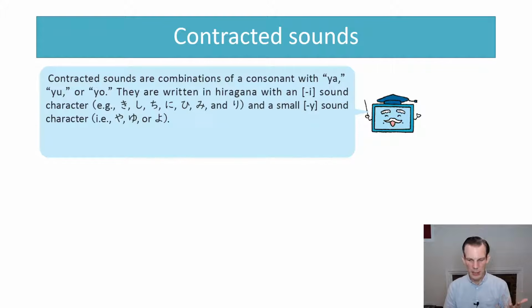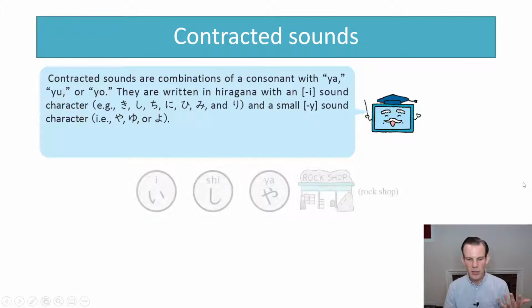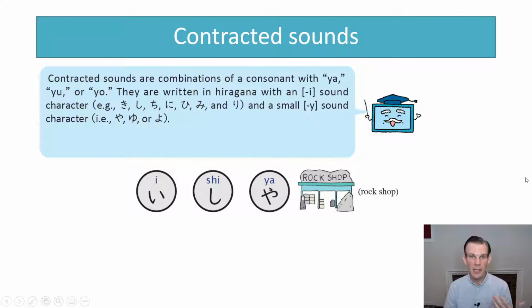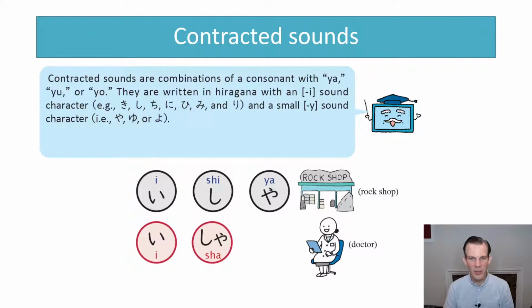So let's look at an example. This is just a non-contracted sound. Ishiya, ishiya. Not a very commonly used word, it means rock shop, right? So we get 3 beats here. Ishiya, ishiya. Now, the contracted counterpart.